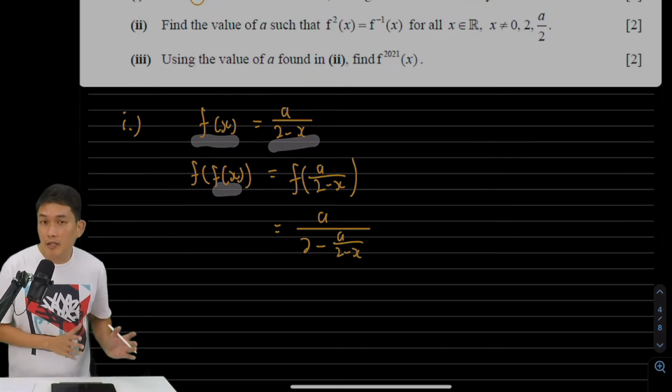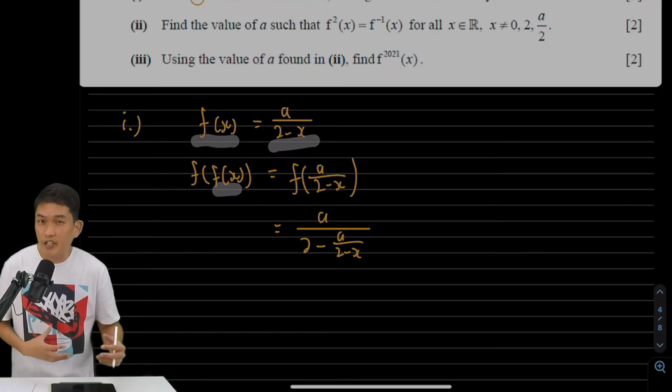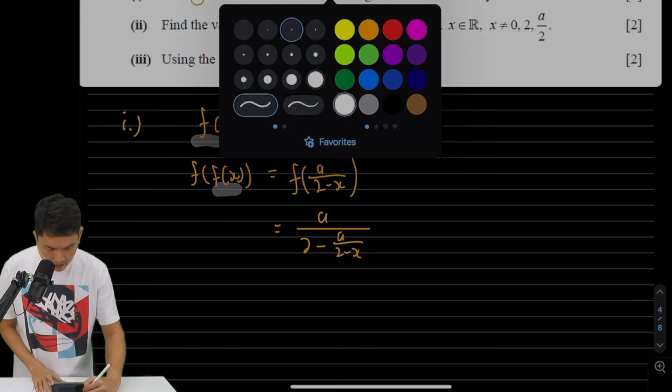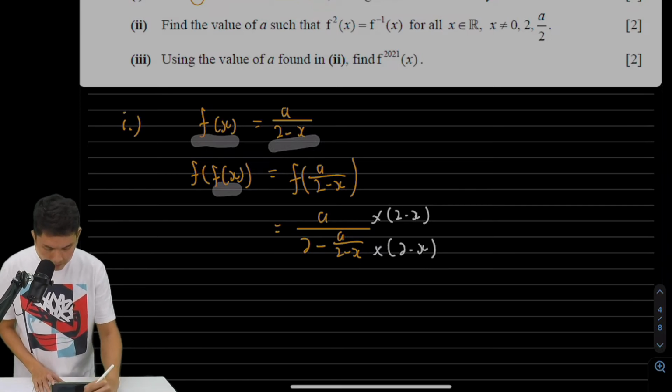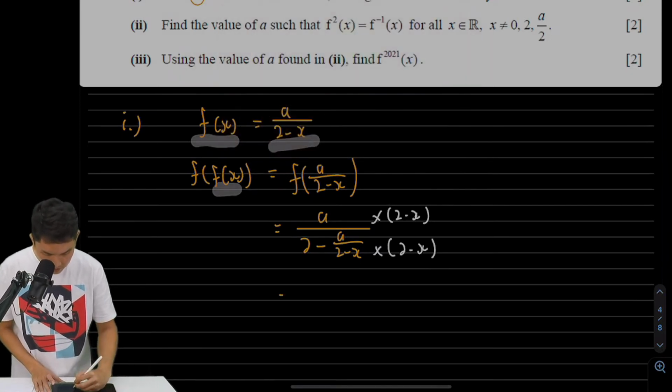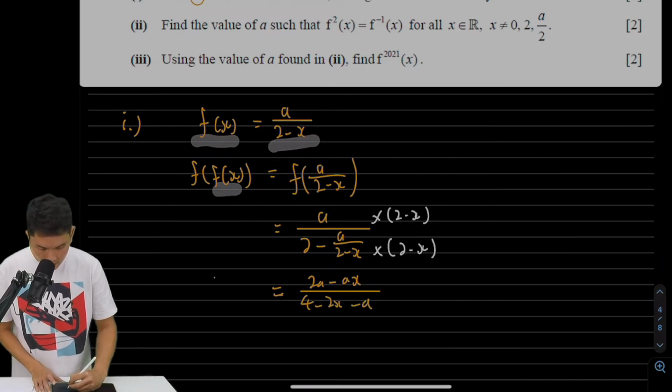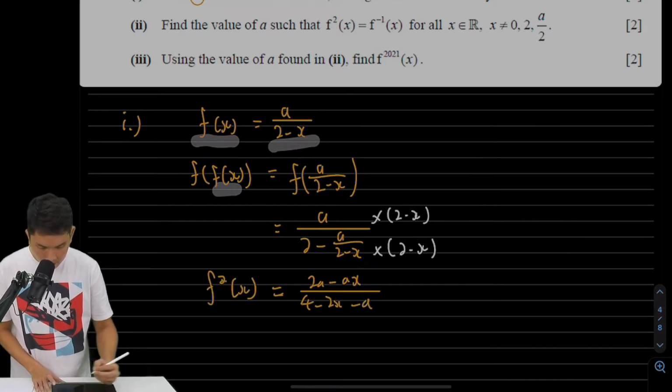But I don't want to express it in this form because there are fractions inside fractions, nested fractions, right? So let's express this in a nicer way where we multiply by 2 minus x to the numerator and denominator. That will give us 2a minus ax over 4 minus 2x minus a. And this is our f squared of x.